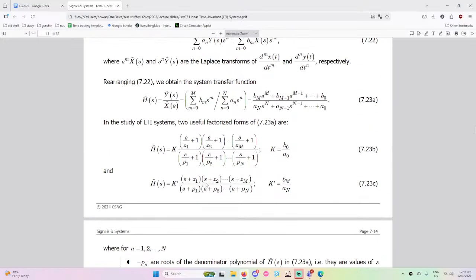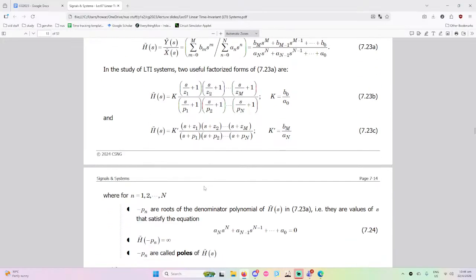So for a system, in equation 7.23, it is said it has capital N poles and capital M zeros. The difference between N and M is called the pole zero excess. It is usually larger than 0 for practical systems.